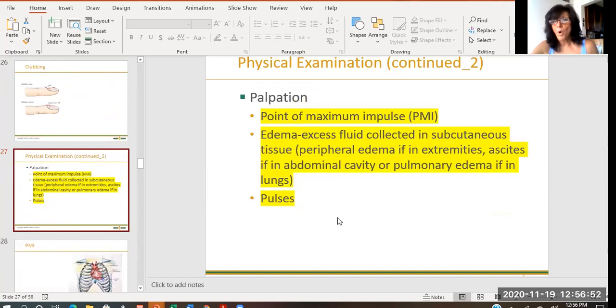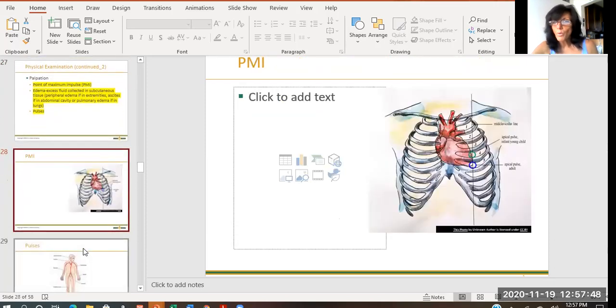Palpation, well, the point of maximum impulse. So in other words, that's the place where you put your stethoscope and you can hear the heart the strongest, the loudest, the best, PMI, okay? These are some terms you need to know. Edema. Edema means excess fluid that's collected someplace it's not supposed to be, like subcutaneous tissue. It could be peripheral, which means it's in your extremities. It could be ascites if it's in the abdominal cavity, or it's pulmonary edema if that fluid's collected in the lungs. And then, of course, you should be checking pulses, all of them, right? Because they give you a lot of information. What the pedal pulse feels like as far as its strength and its rate should be pretty close to what the rate is and the strength when you listen apically, okay? If there's a big difference, then there's a circulatory problem, right? Only makes sense.